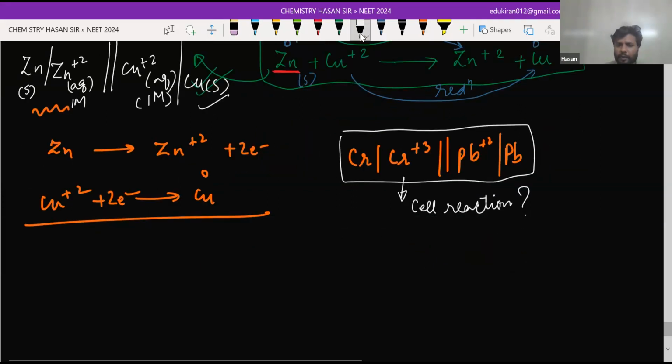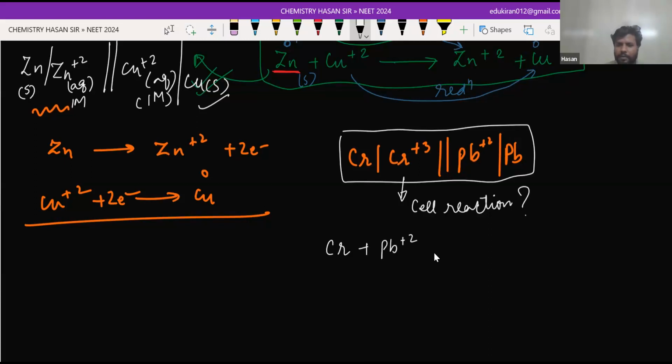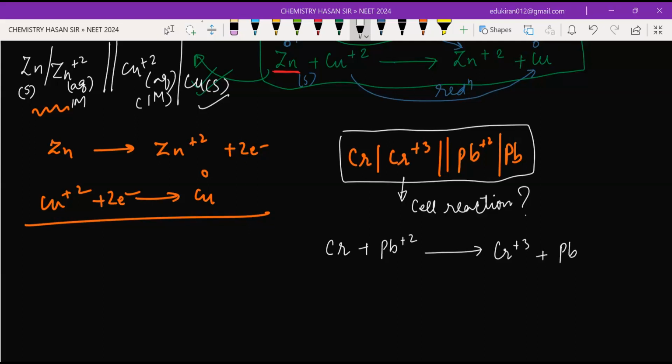Yes, sir. So Cr plus Pb plus 2 will give us Cr plus 3 plus Pb. Okay, can you check the charges? Is it balanced or not? Because I told you, if you add these reactions, Zn plus Cu plus 2 gives you Zn plus 2 plus Cu. This is a balanced chemical equation. Either you check the charge or you check the atoms.